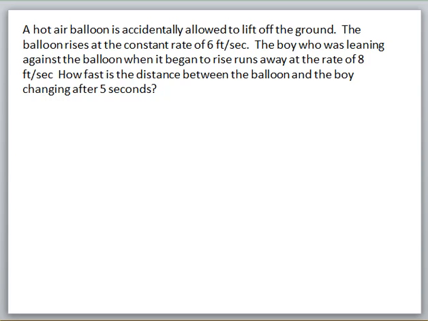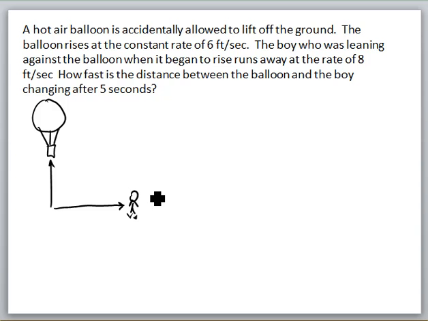Alright, in this problem I have a hot air balloon that is being set off by a boy leaning against it. And so the hot air balloon starts rising and the boy starts running away. Bad picture again. And we're ready to start talking about it.